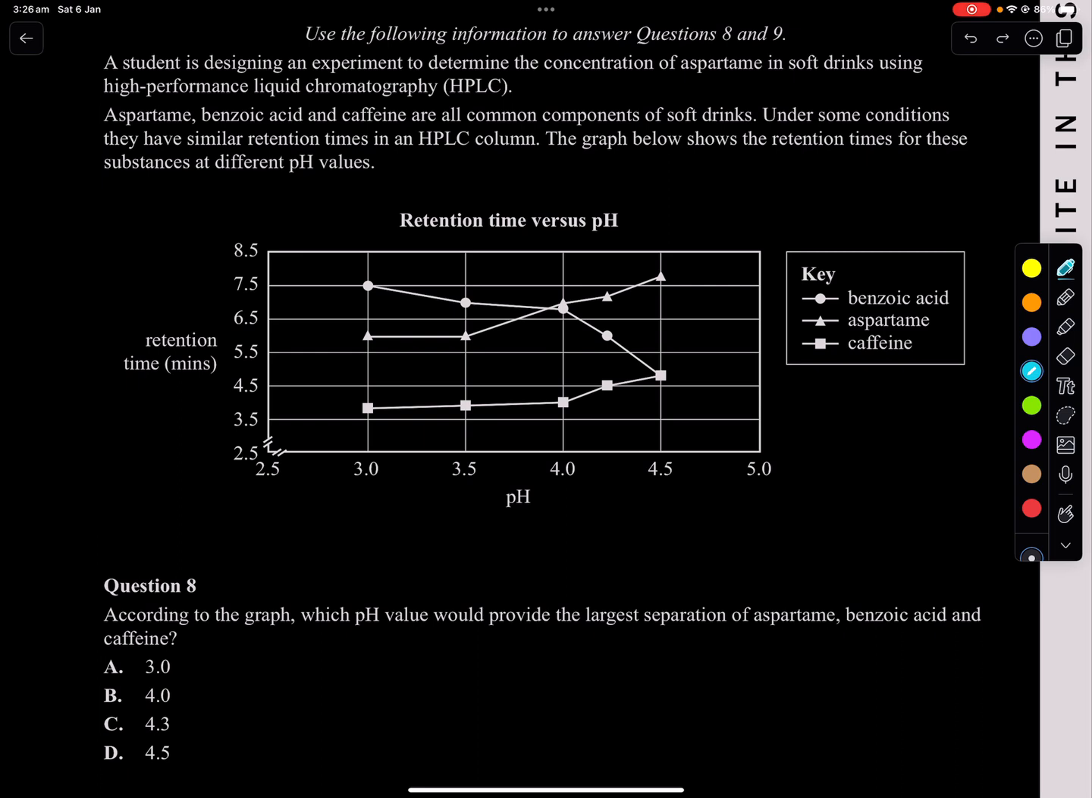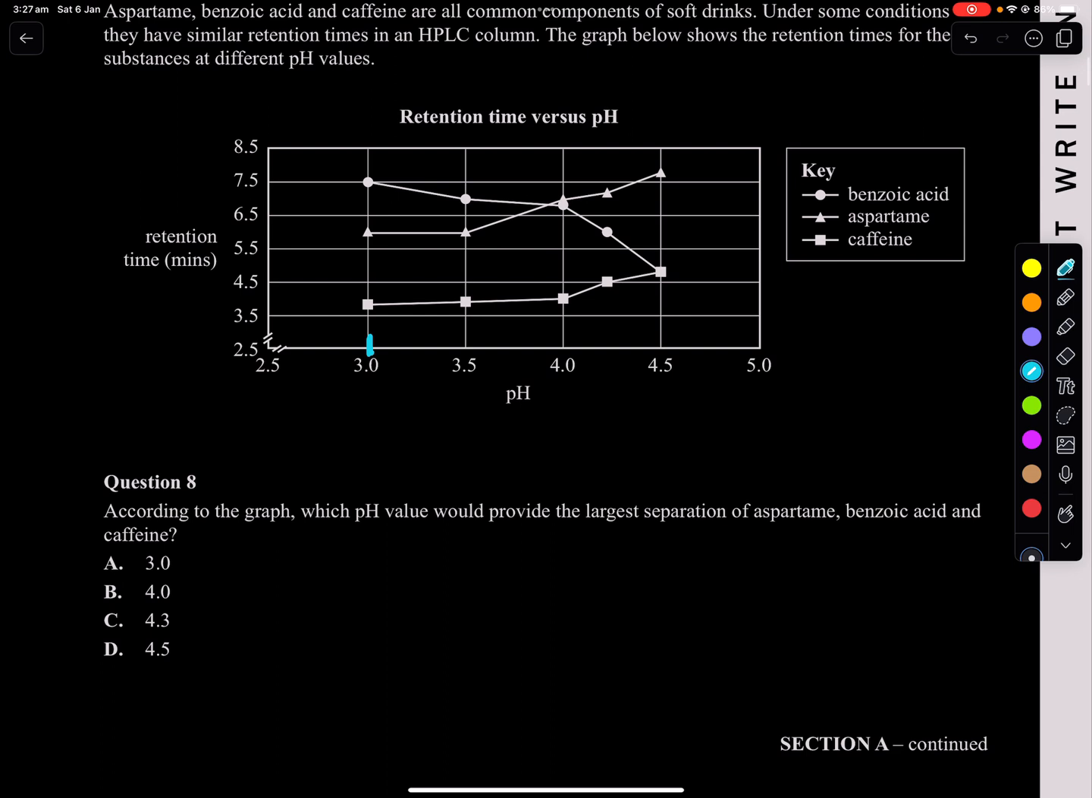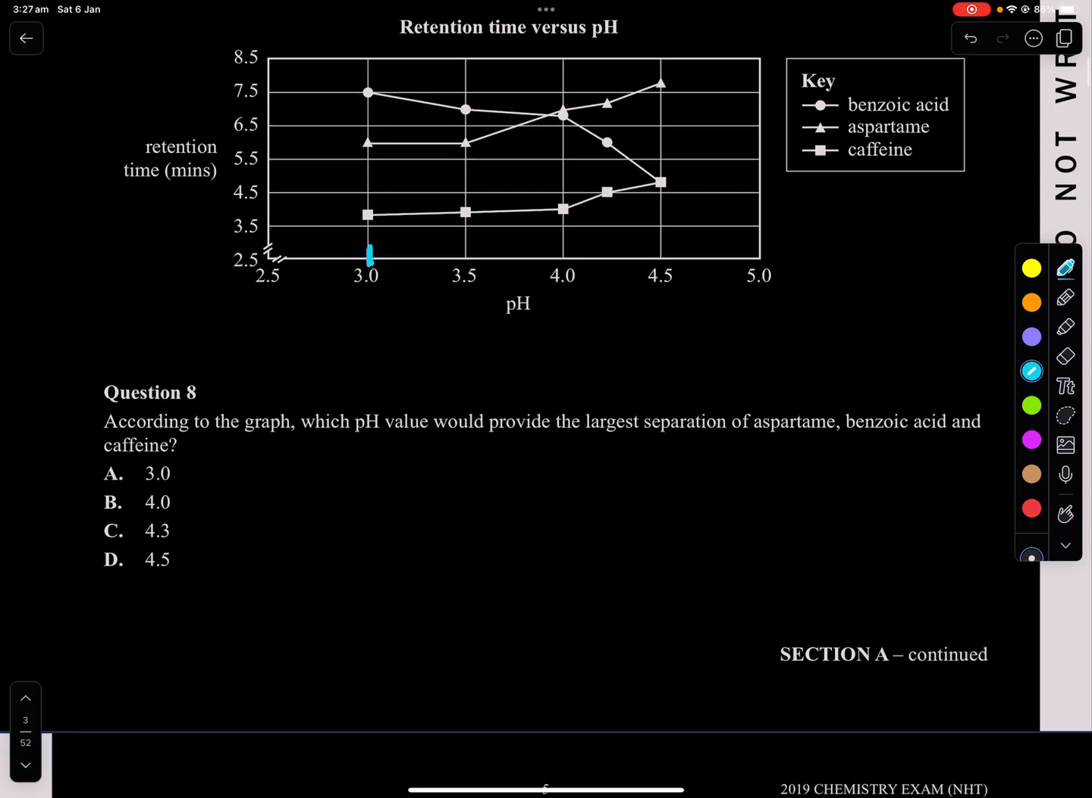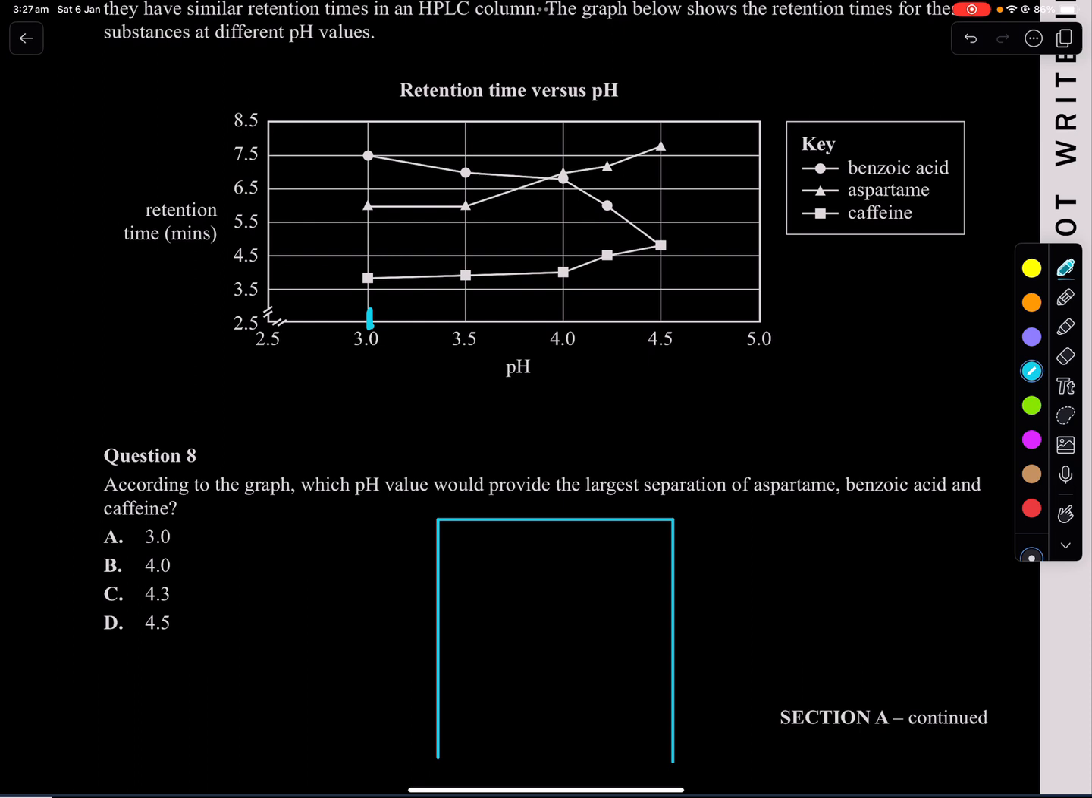Well, let's really think about it. Let's look at the first answer, 3. So pH of 3. Think of HPLC. We have a chromatographic paper here, like a nice paper, and we're going to put 3 samples, like that. All right. So this is for pH of 3.